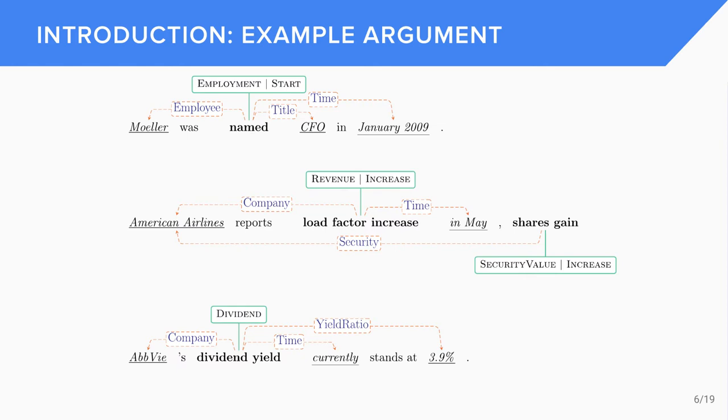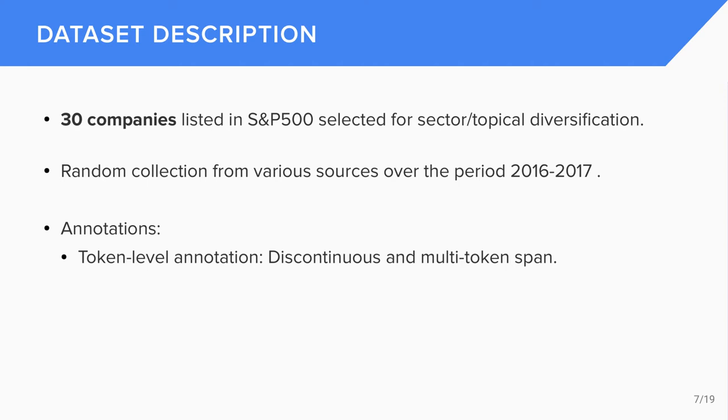Our Centifen dataset contains 288 annotated articles on 30 different companies. These 30 companies were selected for sector diversification so that text is not specialized on one industry, and they come from the S&P 500 because spot prices, key financial data, and market data are readily available for almost all companies in the S&P 500, so that would enable market research alongside this dataset.